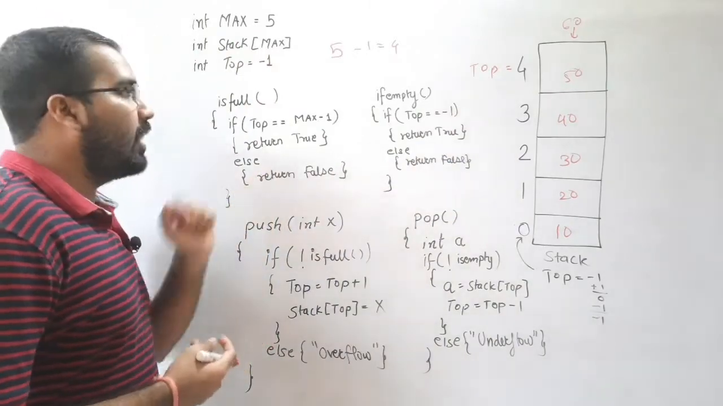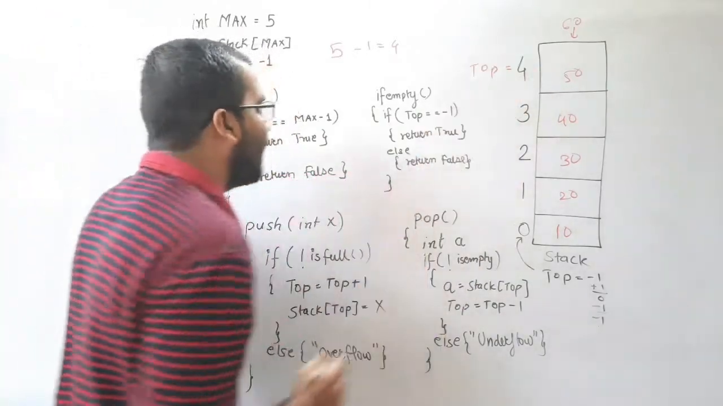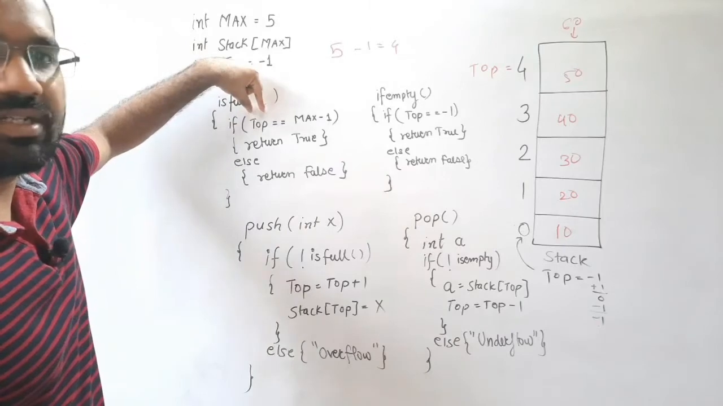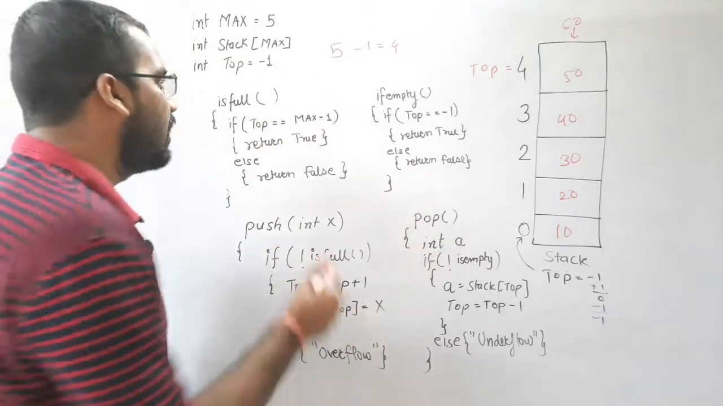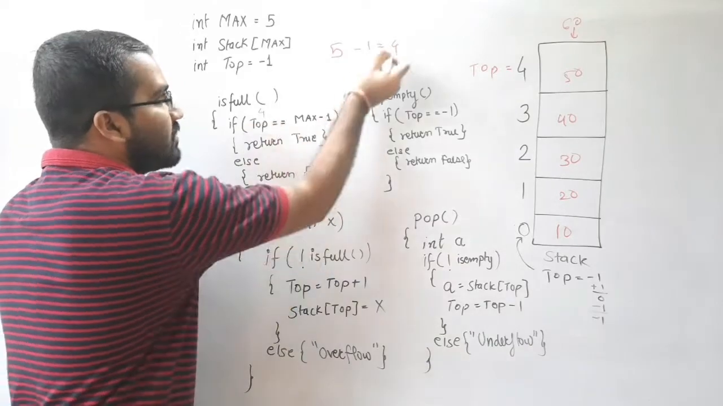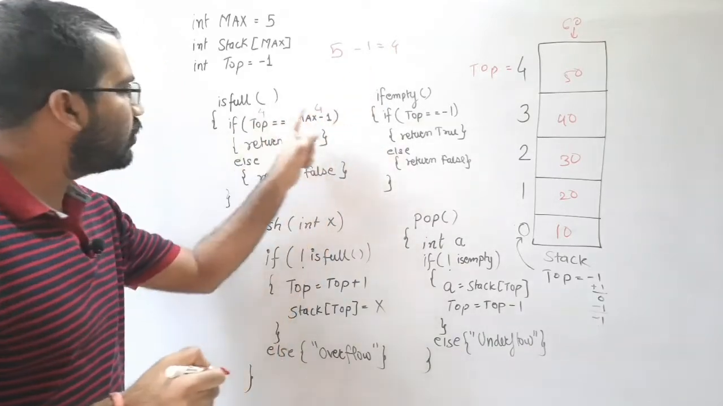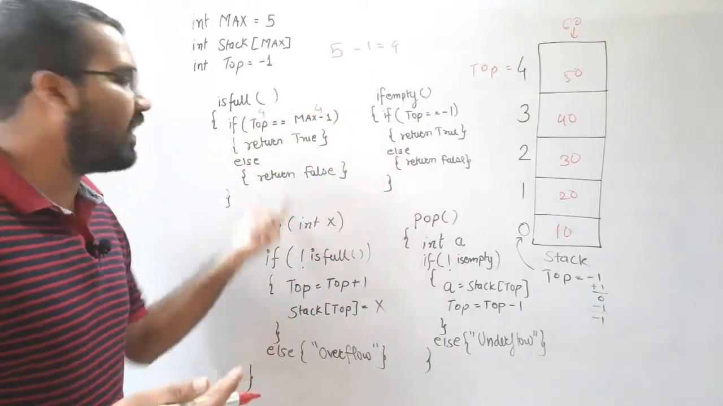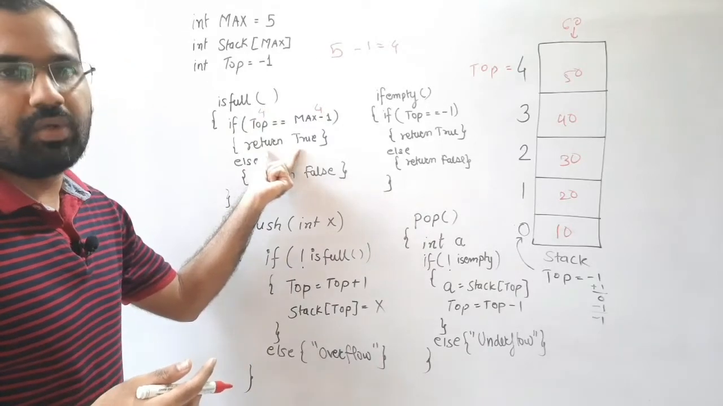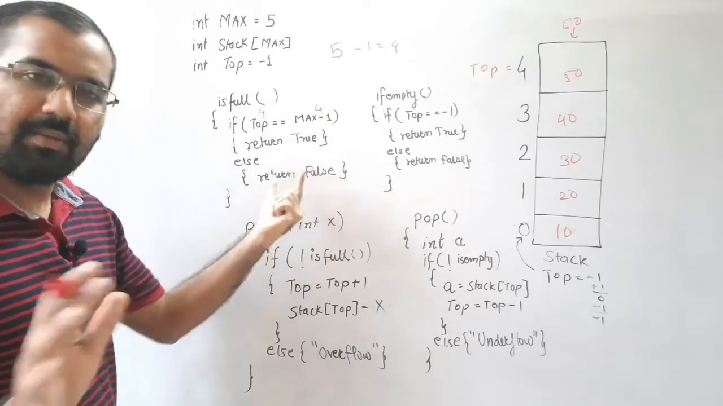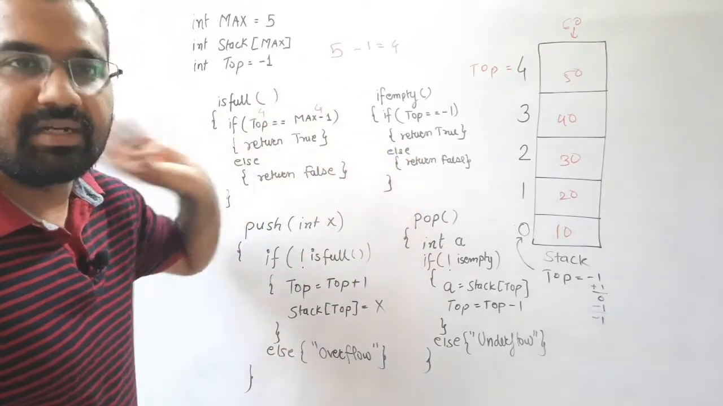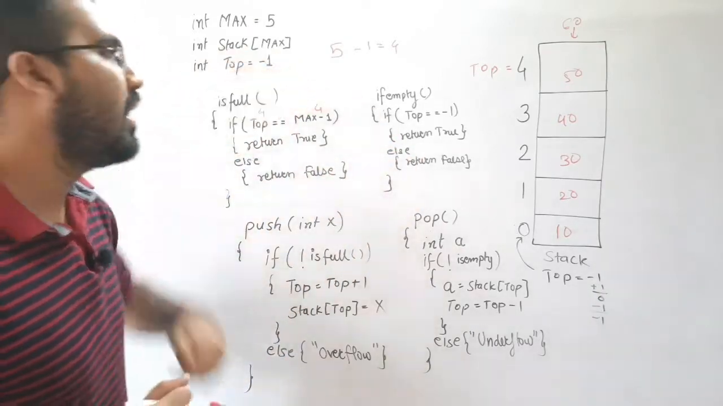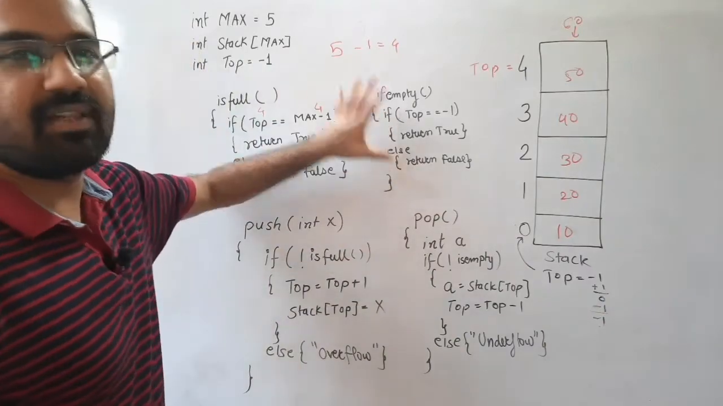Now here you can see top equal to 4, and I am considering the condition again: top equal to max minus 1. So top equal to 4. What is max minus 1? It is 4. Hence 4 equal to 4. Yes, it is true, justified, and hence it will return true, that yes, it is full. Simple as that. That's how the whole logic works, and true and false are returned as per the condition. Let's move further and understand the next part.